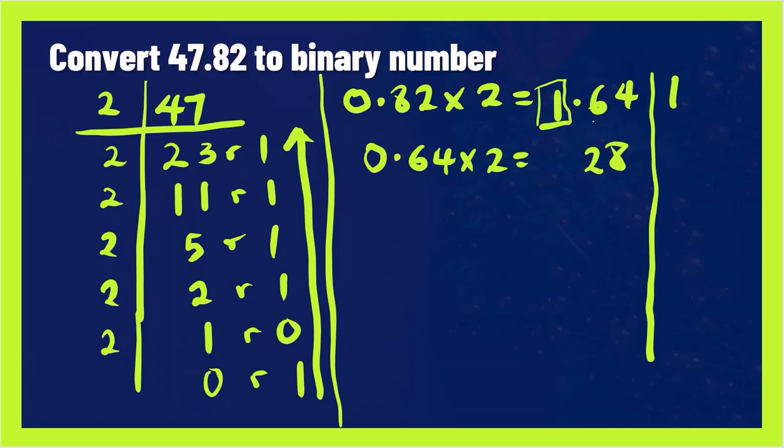We carry over the 1. Then put your decimal point. Then 2 times 0, that will give 0. 0 plus the 1 we carry over, and that will give us 1. So what we have now is 1.28.